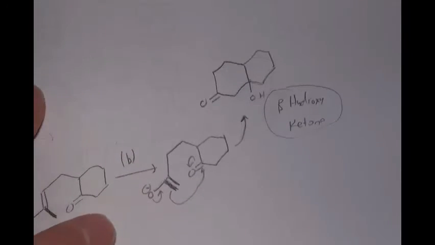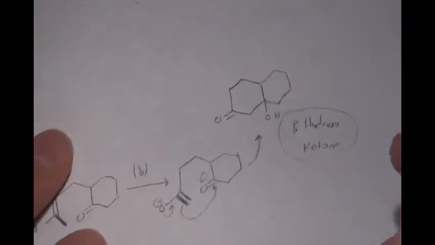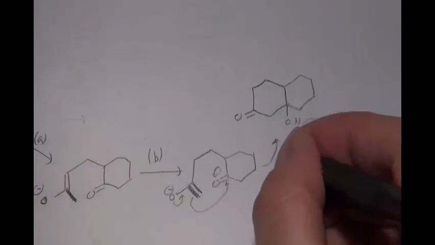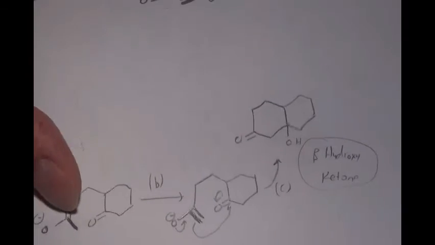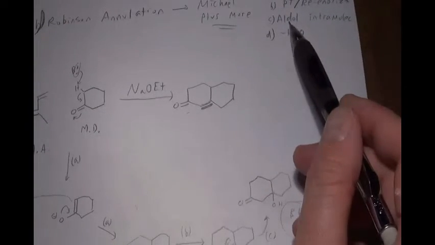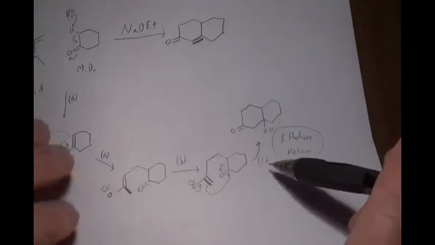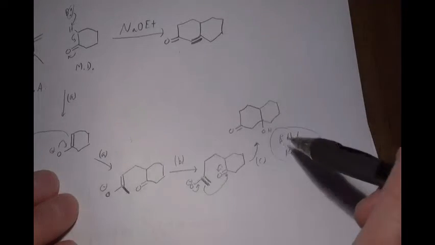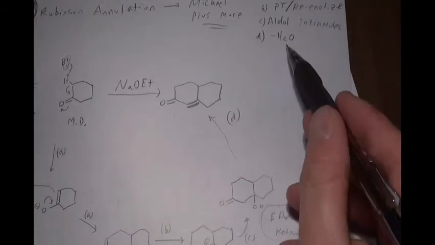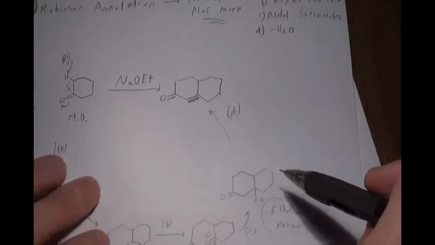Okay? What step was that? We did A, Michael. We did the proton transfer re-enolize. What was this? Step C. What's the name of step C again? The aldol. Step C is the intramolecular aldol. So we did an intramolecular aldol to make a beta hydroxy ketone. And what's step D? What is the final step of every aldol? Loss of water, dehydration. Okay?